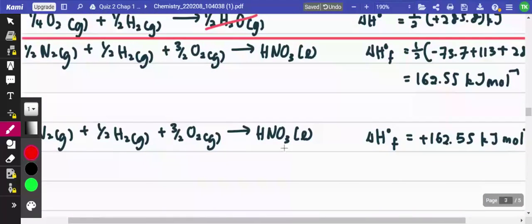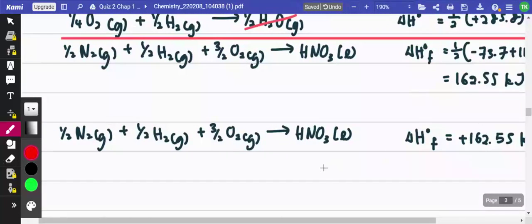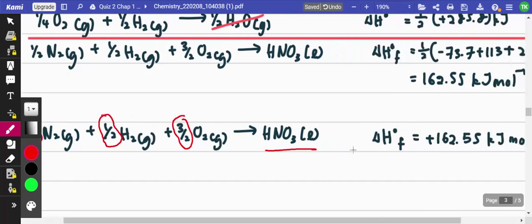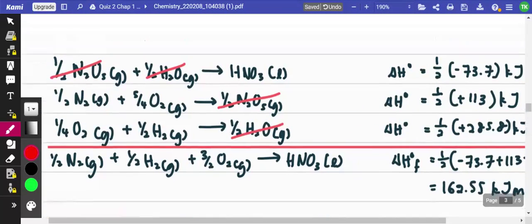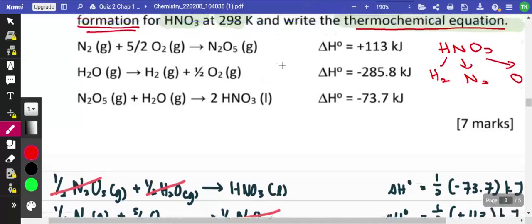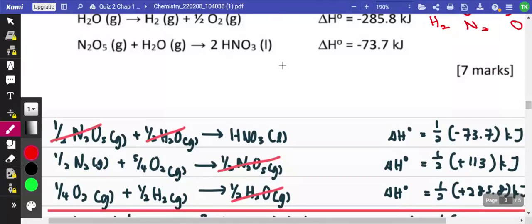So let's look at the first thing that I would write. I will write this first. Hydrogen, I just need 1, so it is half. Nitrogen, I need 1, so it is half. Oxygen, I need 3, so it's 3/2. So this is the first part that I would write down. Then I will find out how much is the enthalpy of formation. In order to get this, you need to do something to the reaction equation given.